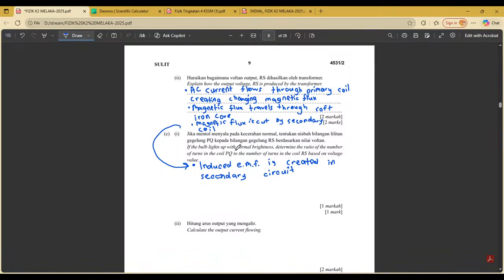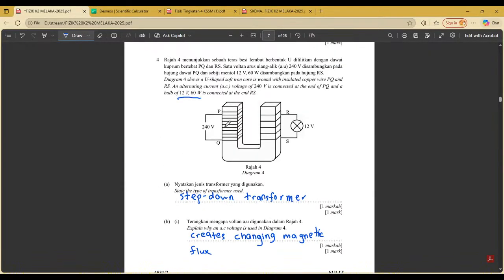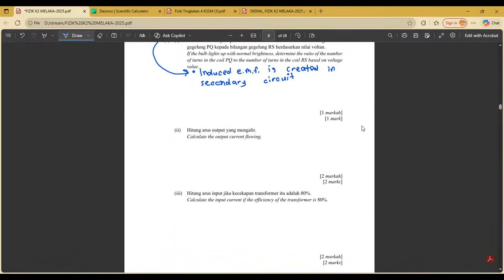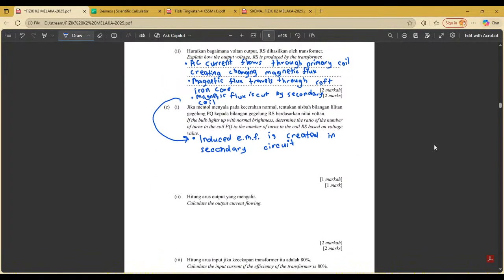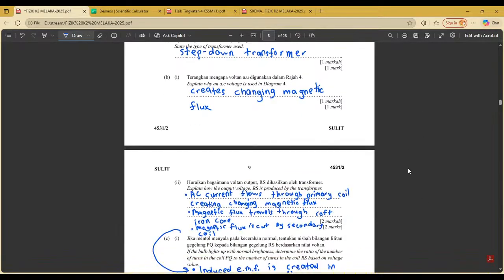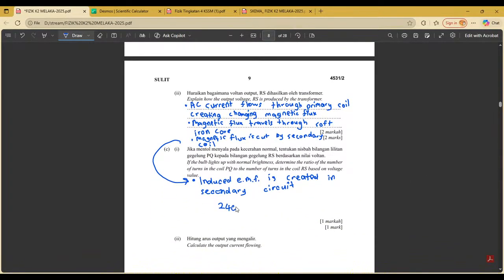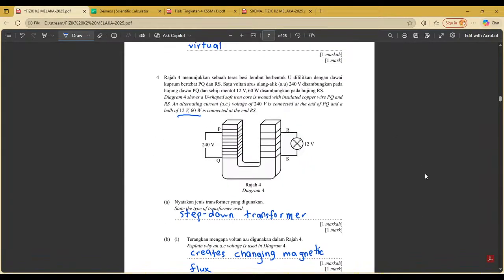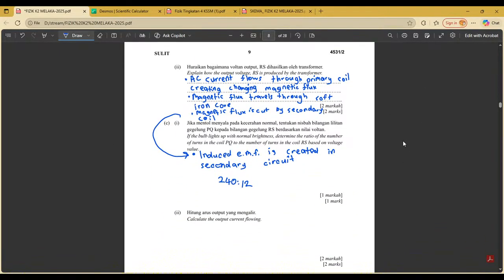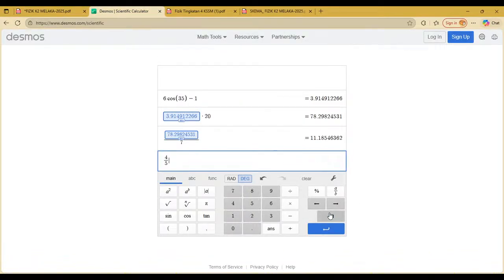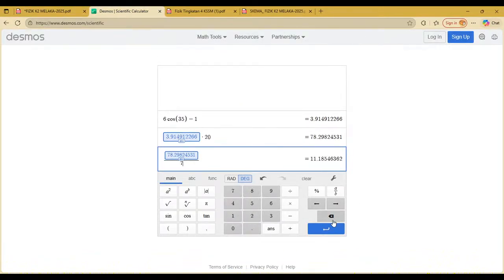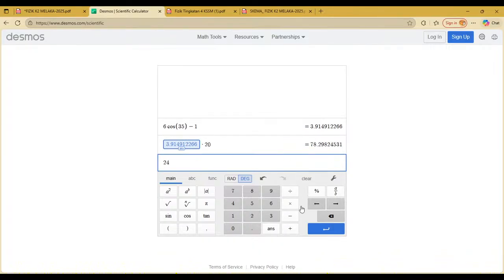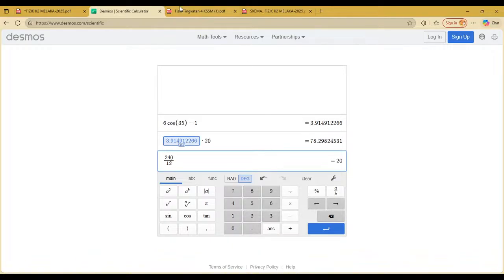If the bulb lights up with normal brightness, determine the ratio of the number of turns in coil PQ to the number of turns in coil RS based on voltage value. PQ to RS. PQ is 240, 12. 240 to 12. Is 20 to 1.